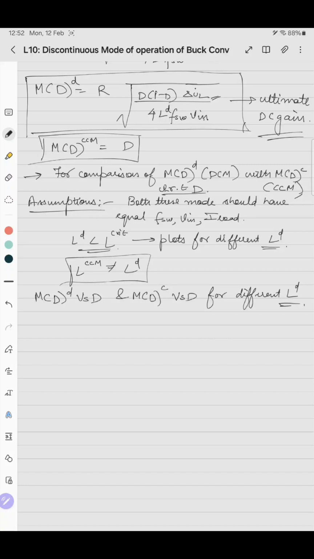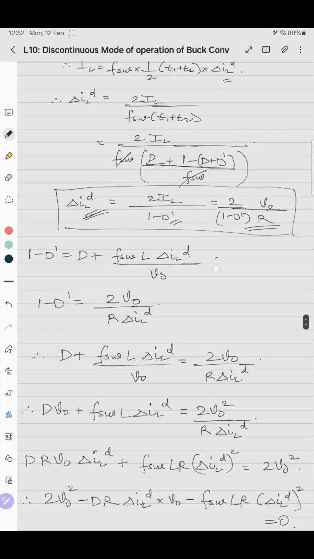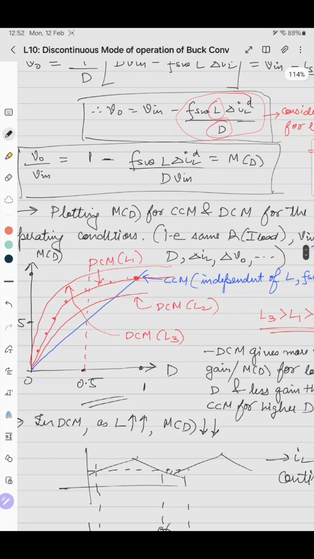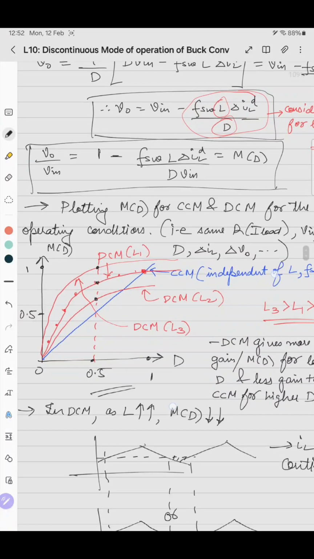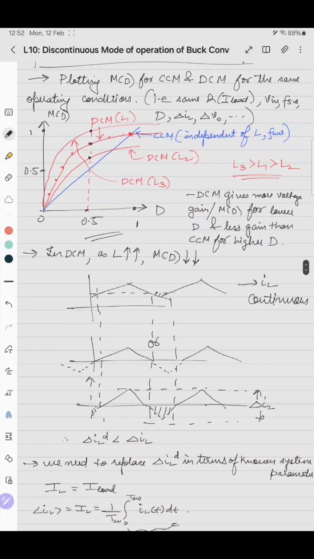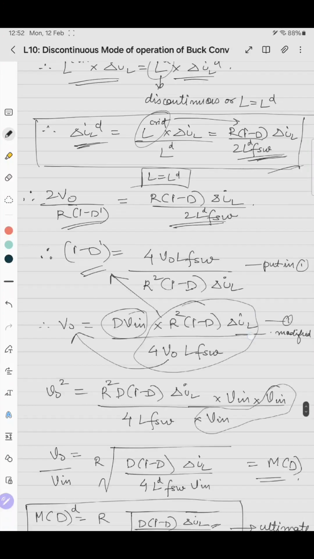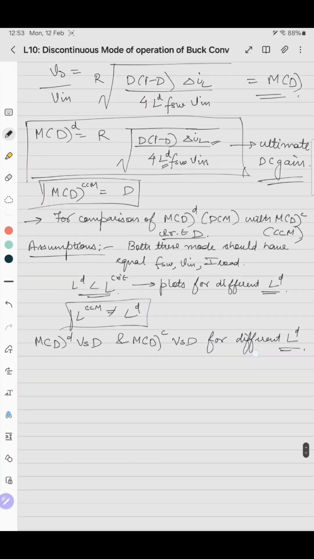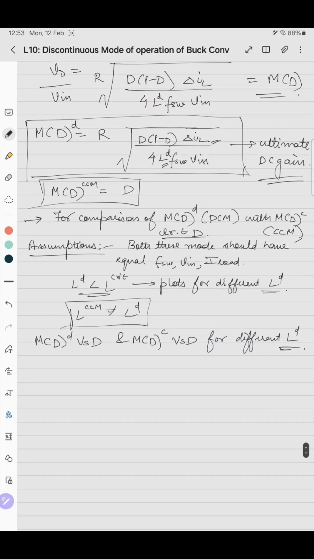And what you know is that if the value of inductance increases, M of D will decrease, which was correct when we derived this thing. For a given D, M of D will decrease when L increases, which is valid here. And for lesser D, M of D for discontinuous is greater than M of D for continuous. And the nature of M of D versus D is non-linear.